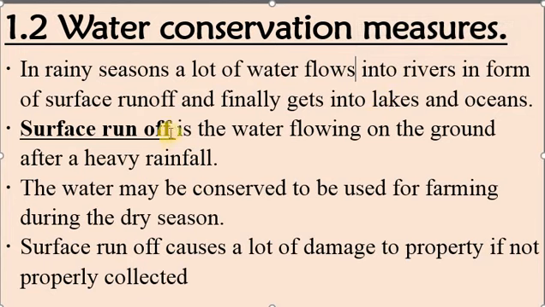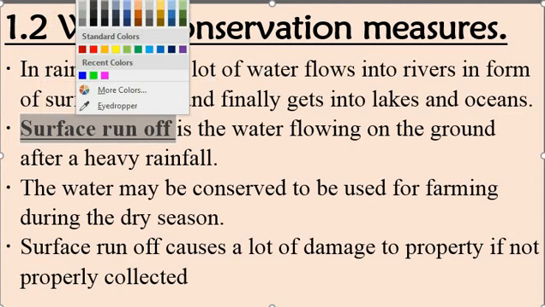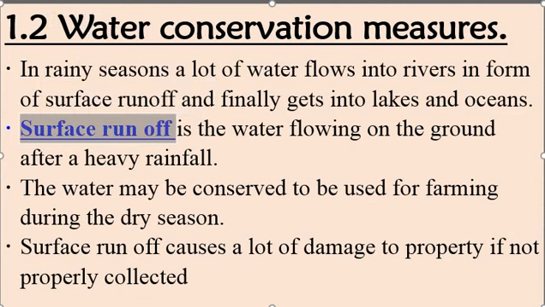So what is surface runoff? Surface runoff is the water flowing on the ground after a heavy rainfall. Water that flows on the surface or on the ground after a heavy rainfall or even during a heavy rainfall. Now, we are told the water can be conserved and used during the dry season.